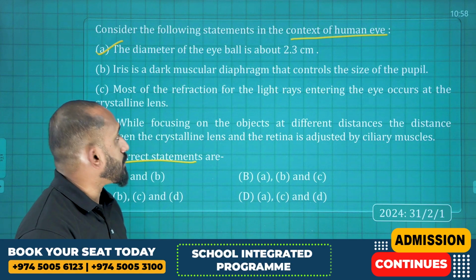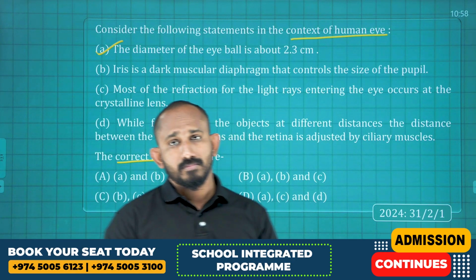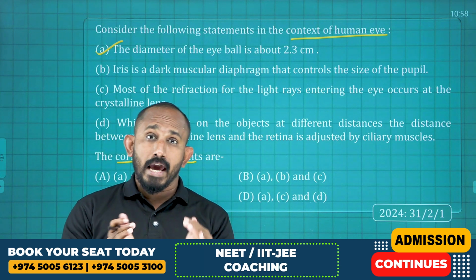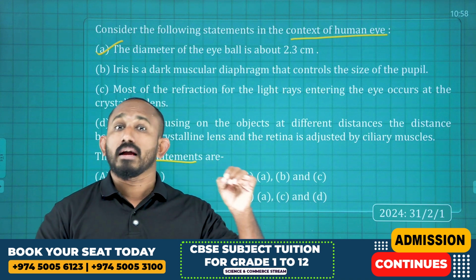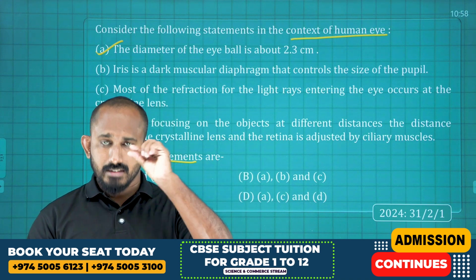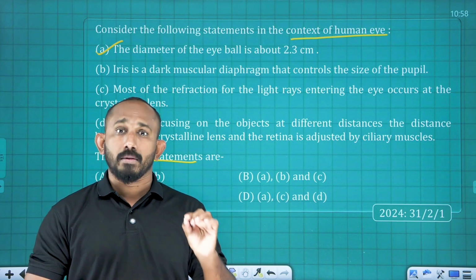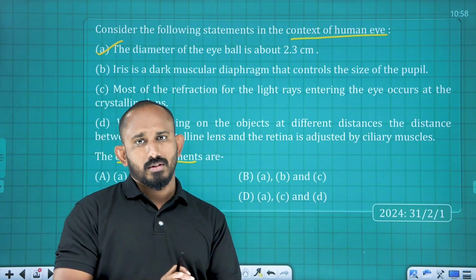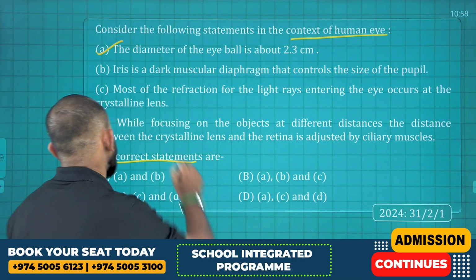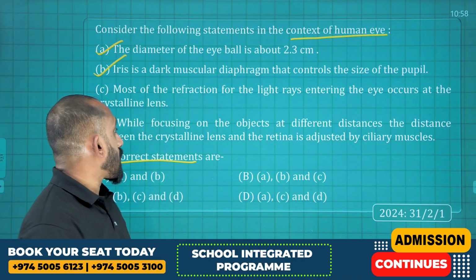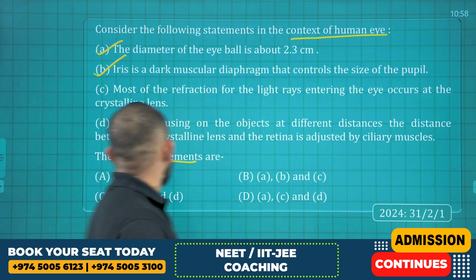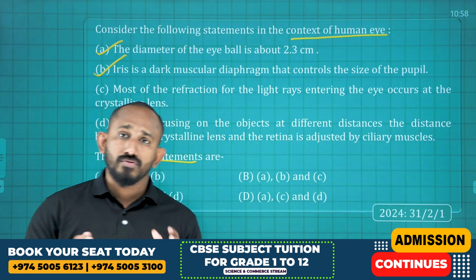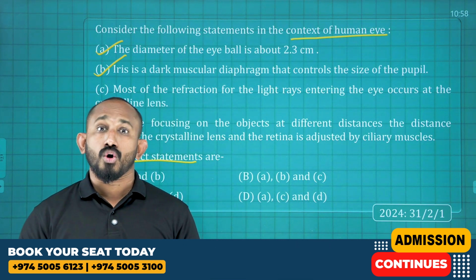B. Iris is a dark muscular diaphragm that controls the size of the pupil. Yeah, of course, that's correct. Pupil and iris, that system is actually to control the amount of light passing through the eye lens. So the pupil has a narrow opening, and its size is controlled by the iris to control the intensity of light, or how much light should pass through it. That's the iris, so that's also correct only. Next, most of the refraction for the light rays entering the eye occurs at the crystalline lens. That's a wrong statement, because most of this refraction happens in the cornea itself.